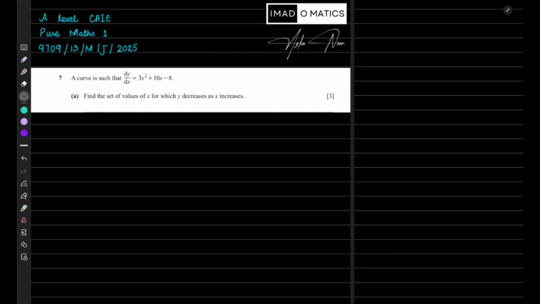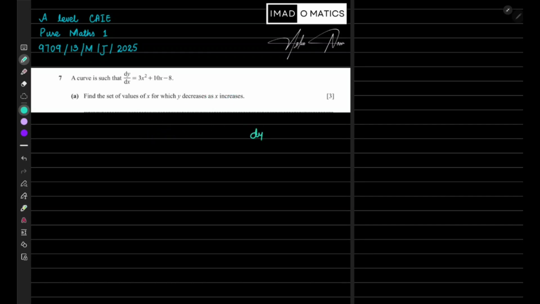Question number 7. A curve is such that dy by dx is equal to 3x squared plus 10x minus 8. Find the set of values of x for which y decreases as x increases. So first we have to understand what they are actually asking for. The derivative they have given us, and they are saying y decreases as x increases.